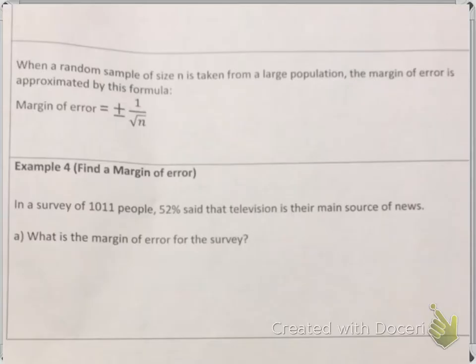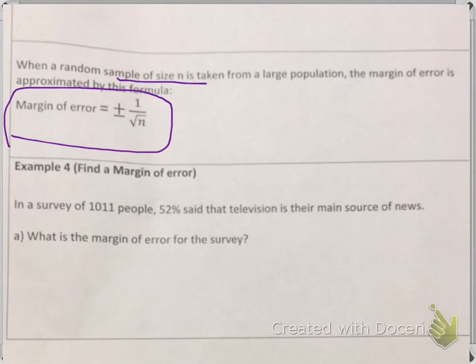All right, the last question talks about finding the margin of error. This up here is the formula for margin of error. It says margin of error is plus or minus 1 over the square root of n, and n is the size of the sample taken. So we're just going to read this next question and see if we can follow the instructions on that formula.